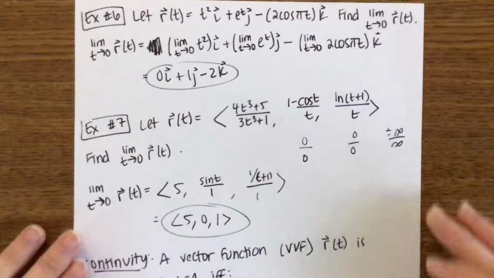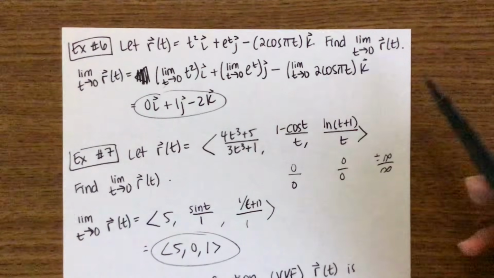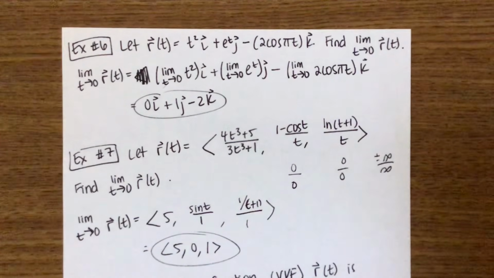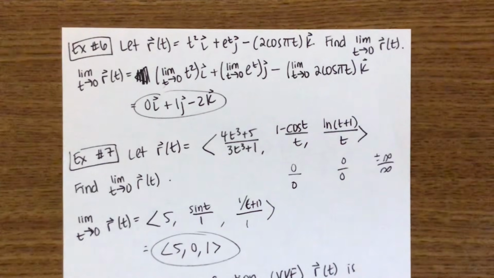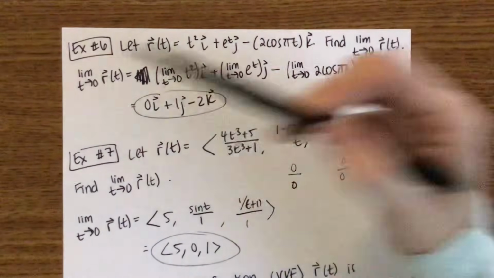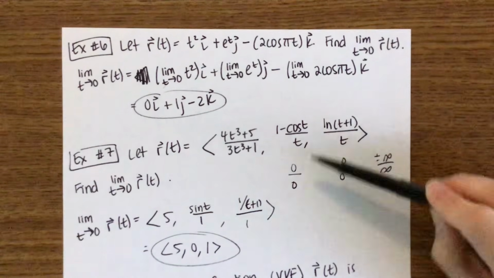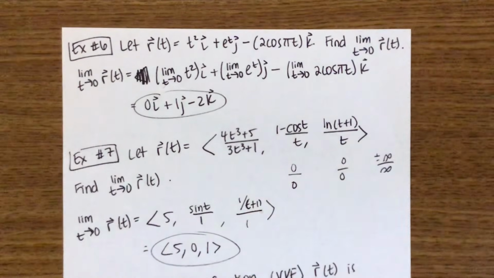Okay, looking at example 6. Is r of t continuous at 0? So is the limit as t approaches 0 of r of t the same as r of 0? Yes, right? We just plugged in 0 for all three functions. So this example is continuous at t equals 0. Example 7, are we continuous at t equals 0? No, and that's because of the L'Hopital's rule that we had to do. Questions on vector valued functions?